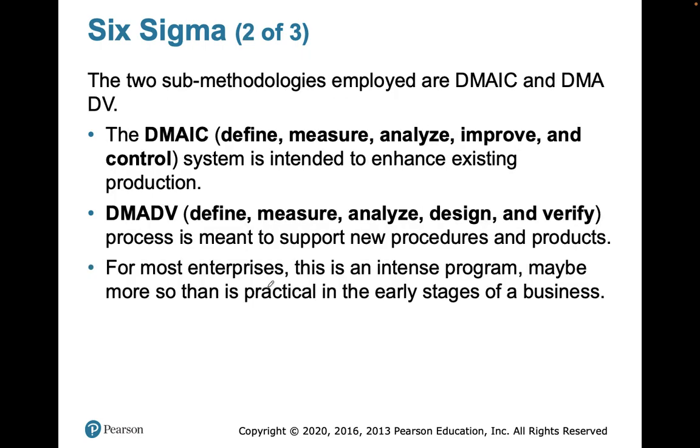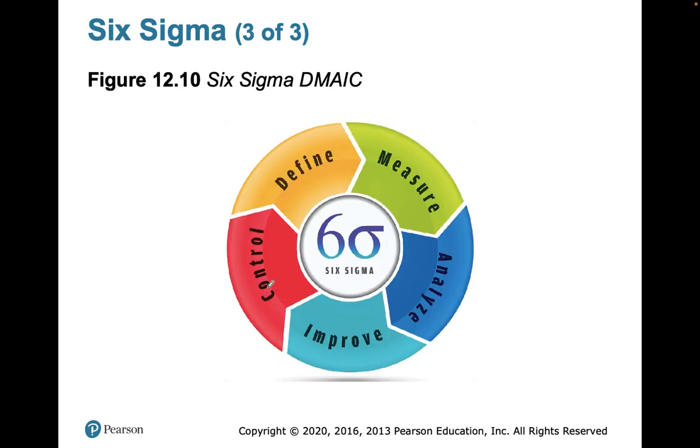Then we also have the two sub-methodologies employed for Six Sigma, which are DMAIC and DMADV. DMAIC is intended to enhance existing production, and DMADV is to support new procedures and products. So this is it, we have the Six Sigma. It's actually to define, measure, analyze, improve and control.